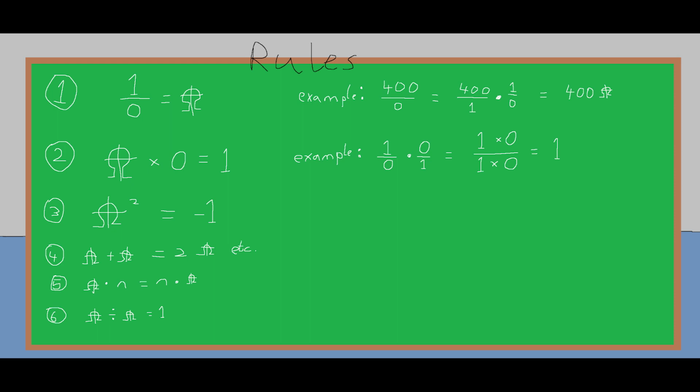The rules for grug in this non-standard mathematical system are: Rule 1. 1 divided by 0 equals grug. Rule 2. Grug times 0 equals 1. Rule 3. Grug to the power of 2 equals -1. Rule 4. Grug plus grug equals 2 grug. Rule 5. Grug times n equals n grug. Rule 6. Grug divided by grug equals 1.